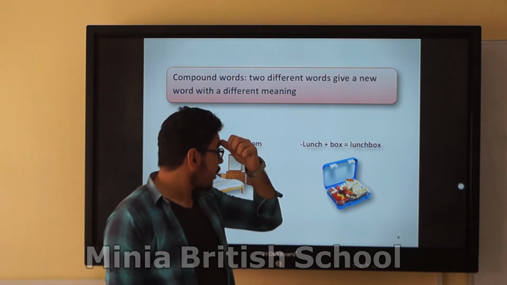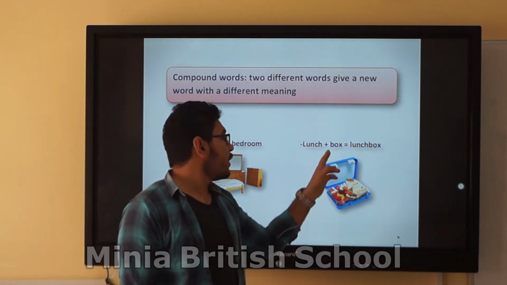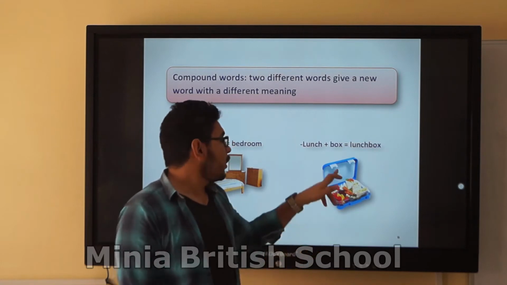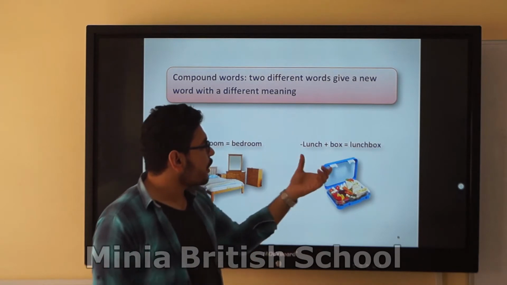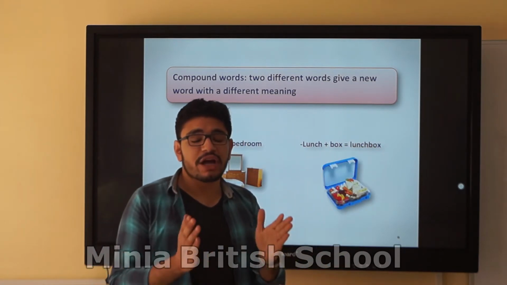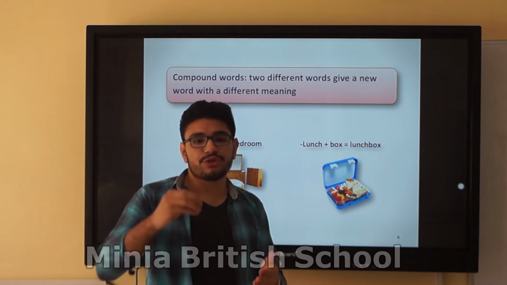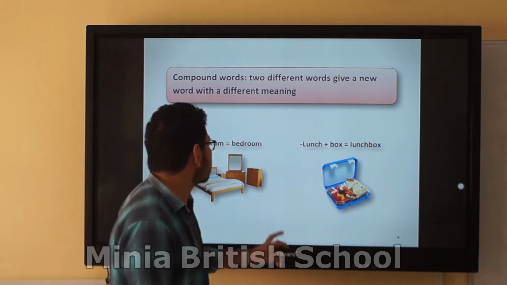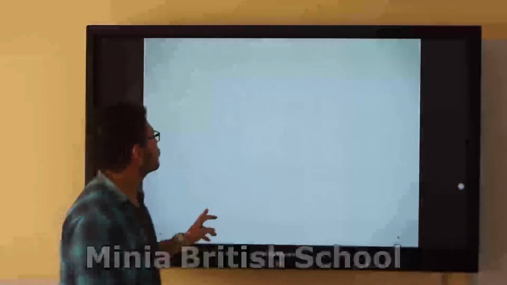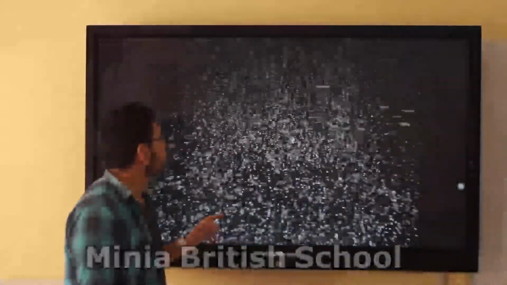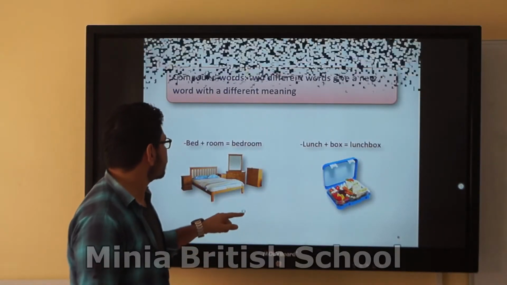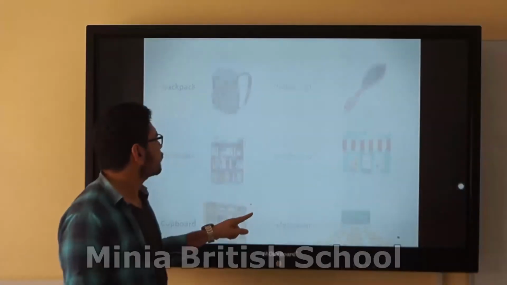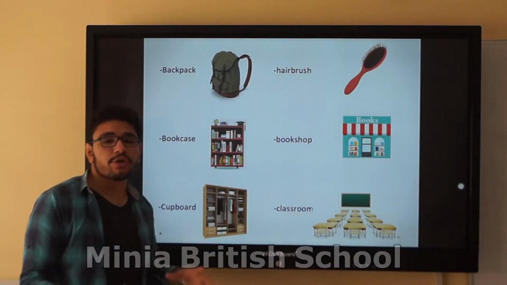Here we have two other words. We have lunch, which is a meal, and box. Box, you can put food in it. But if we gather lunch and box, we get a new word, lunchbox. We use it to put our lunch in it. Here I've got more words. Here we have many compound words.